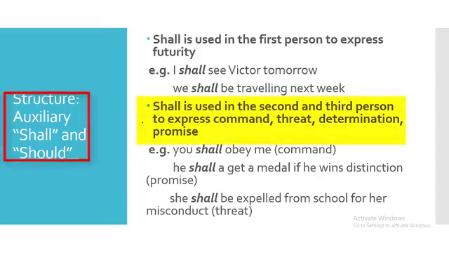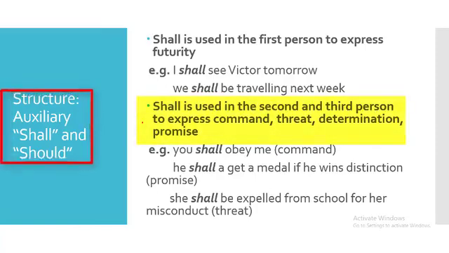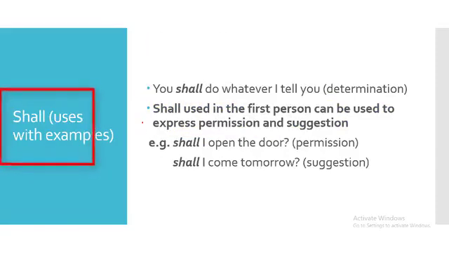It is also used in the third and second person to express command, threat, determination, or promise. Look at the examples. You shall obey me. Command. He shall get a medal if he wins distinction. Promise. She shall be expelled from school for her misconduct. Threat. You shall do whatever I tell you. Determination.